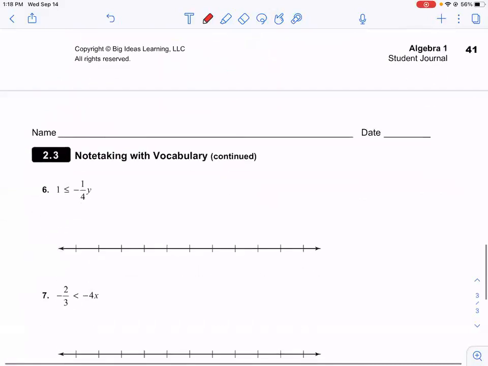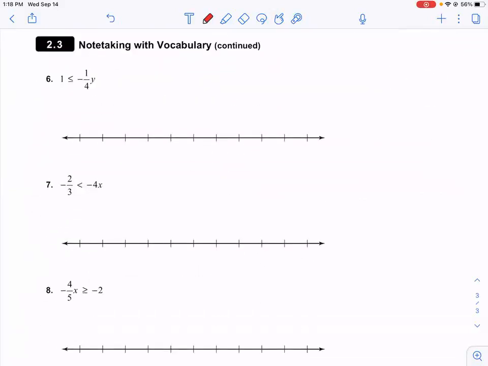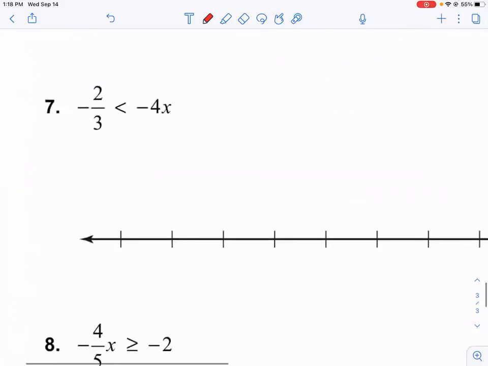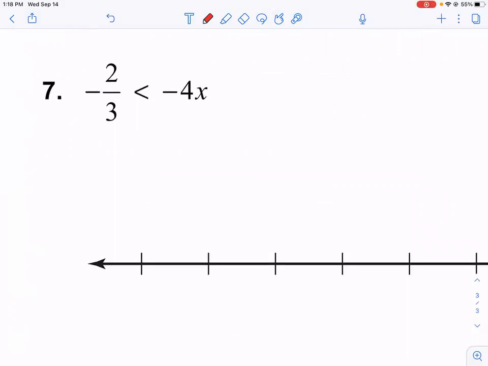Turn the page for me. Now look at number 7, okay? I need to get X by itself. Preston, what do we need to do? Divide by -4. So when we divide by -4, we know that our sign is going to flip.